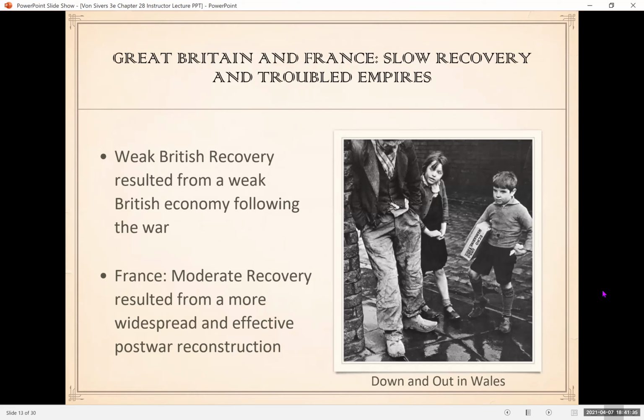The British and the French are going to have a very weak recovery after World War One, partially because they lost so many men, but partially because the infrastructure was not all that great and people are not buying things. France, kind of the same way, their post-war reconstruction was kind of flaccid, kind of just sitting there, not doing anything.